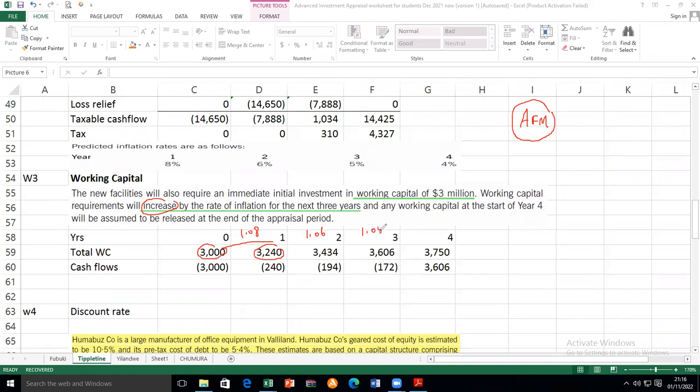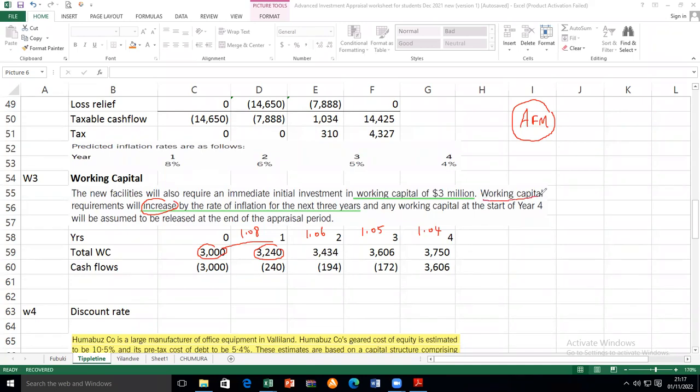Yes, good evening, Mr. Piri. Just a bit of clarification on the working capital. If in the scenario there's no mention about an increment in working capital, but there's inflation in other elements, one should take that into account to inflate the working capital.